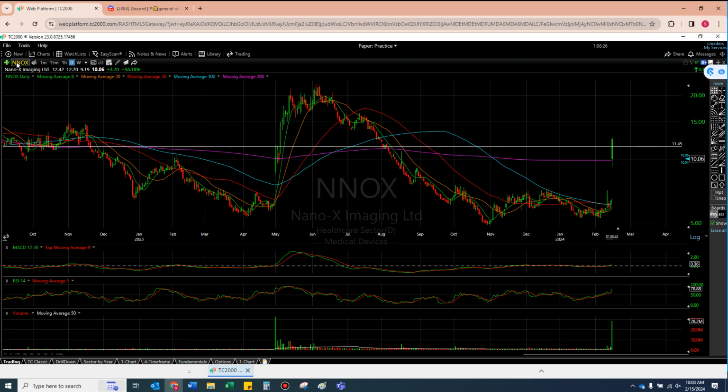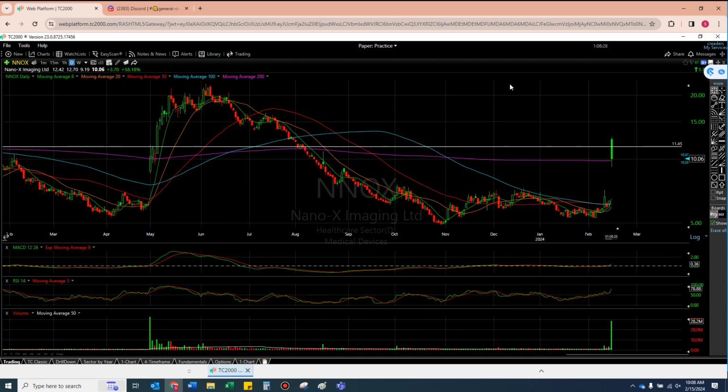NNOX, all right? Pretty much the same movement as SoundHound. The difference is volume here.